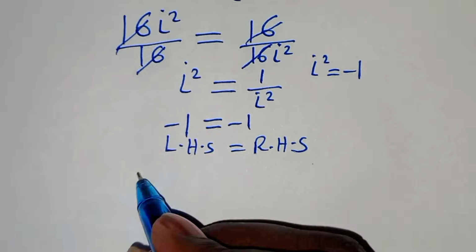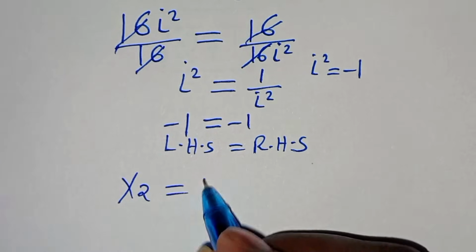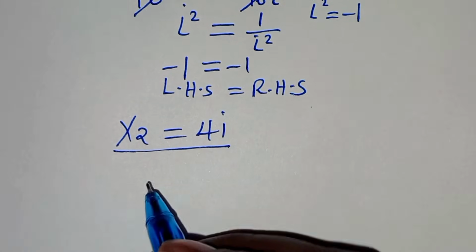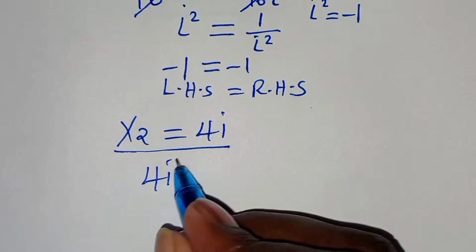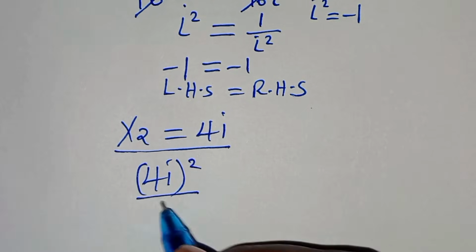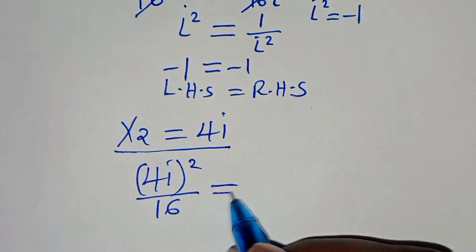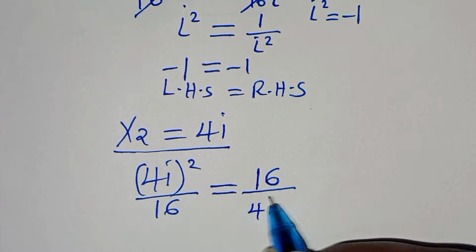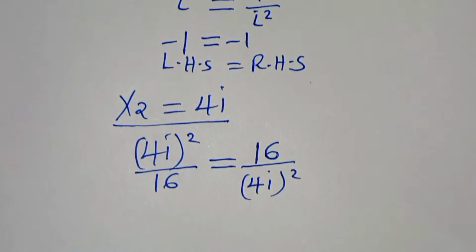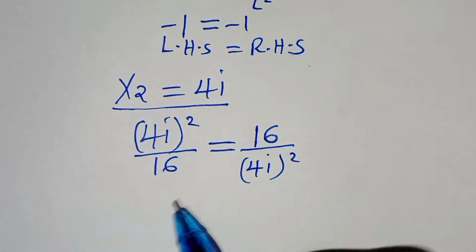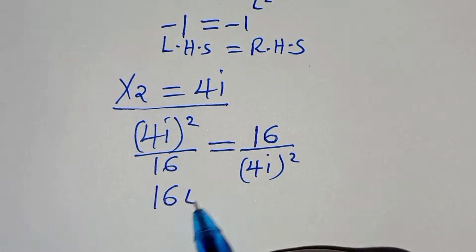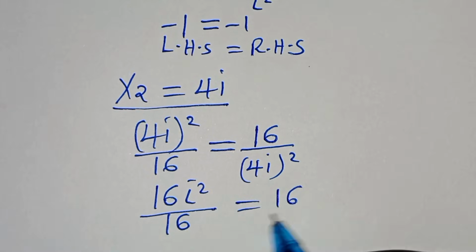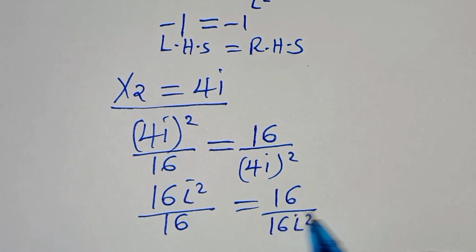Now, let's check x2, which is equal to 4i. So we have 4i raised to the power of 2 divided by 16. This is equal to 16 divided by 4i to the power of 2. So this is 4i squared. This is 16i squared divided by 16. This is equal to 16 over 16i squared.